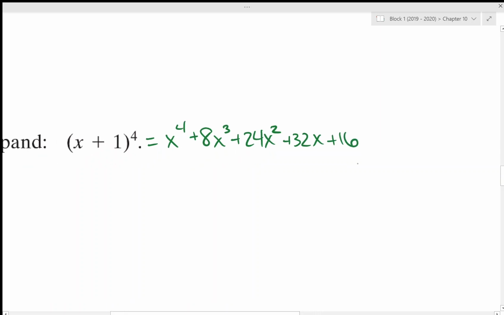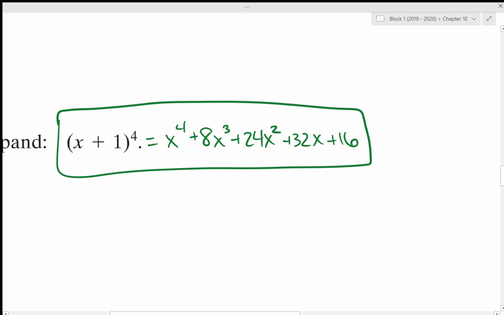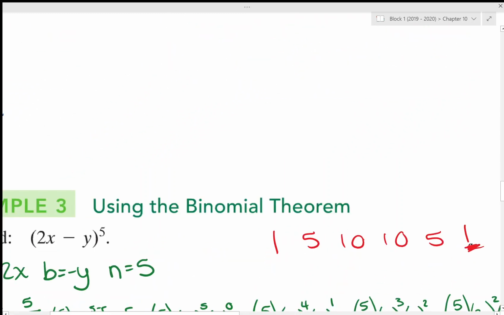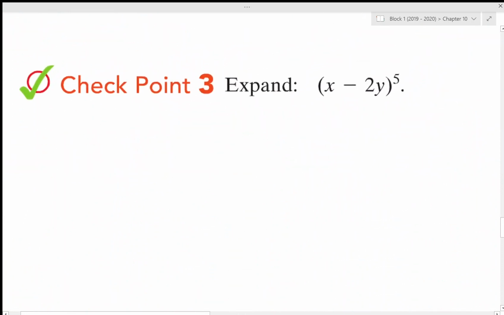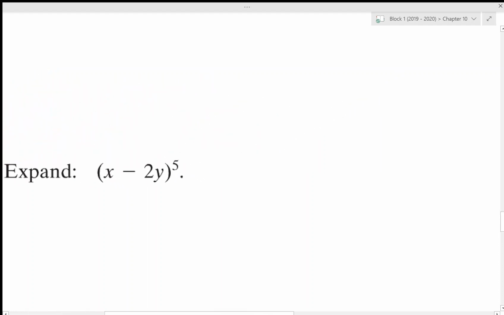If you look in the OneNote, you will see all the work for this problem. Now what I'd like you to do is try checkpoint 3. Okay, I hope you paused the video and tried it on your own because you are all capable of doing this and getting it right. You are all going to be successful with this, I promise you, even though it doesn't seem like it now.